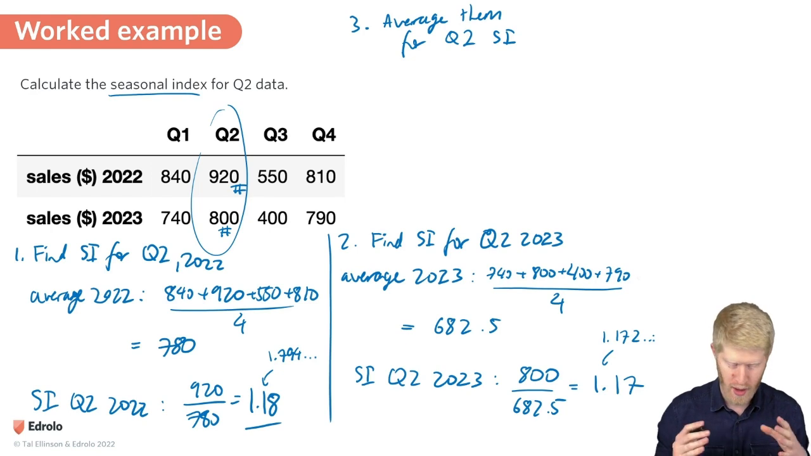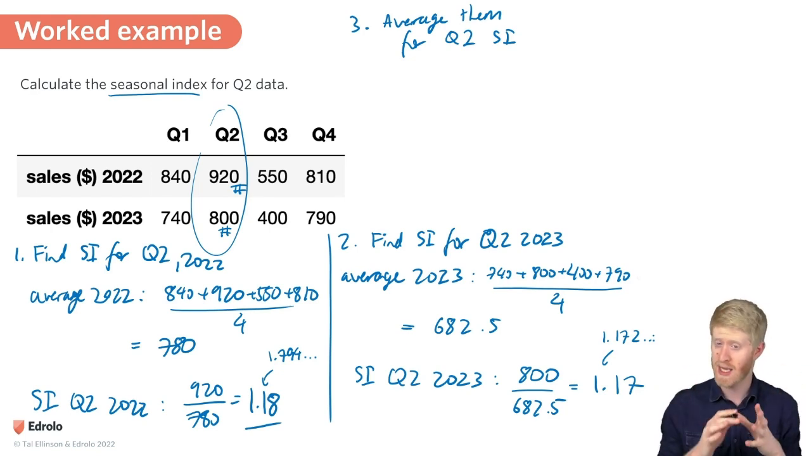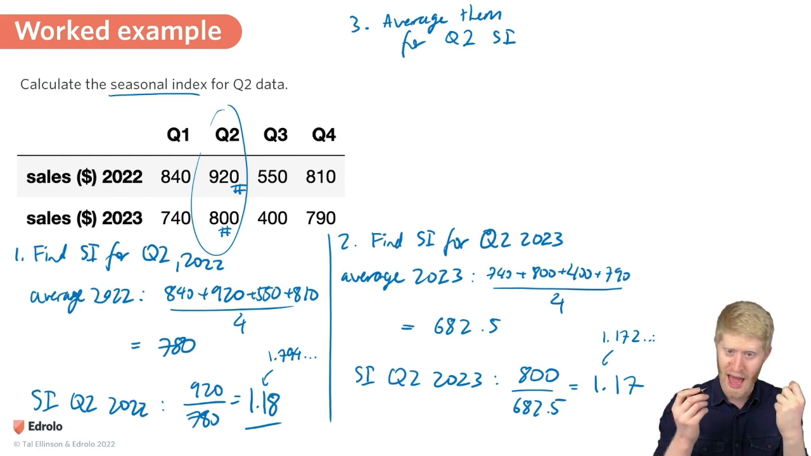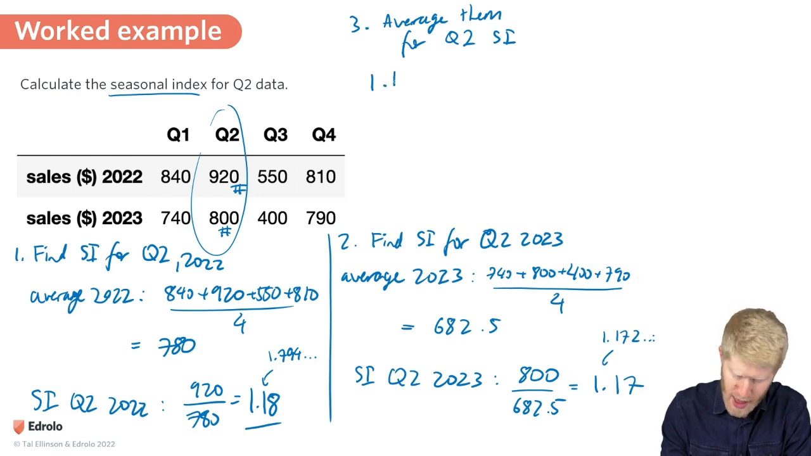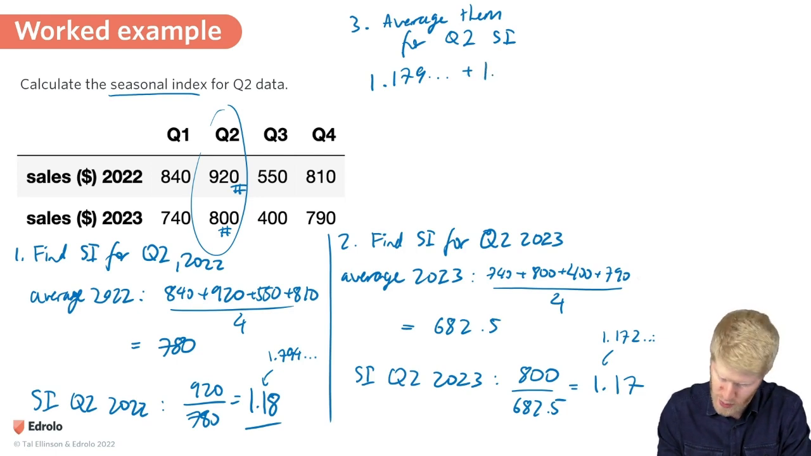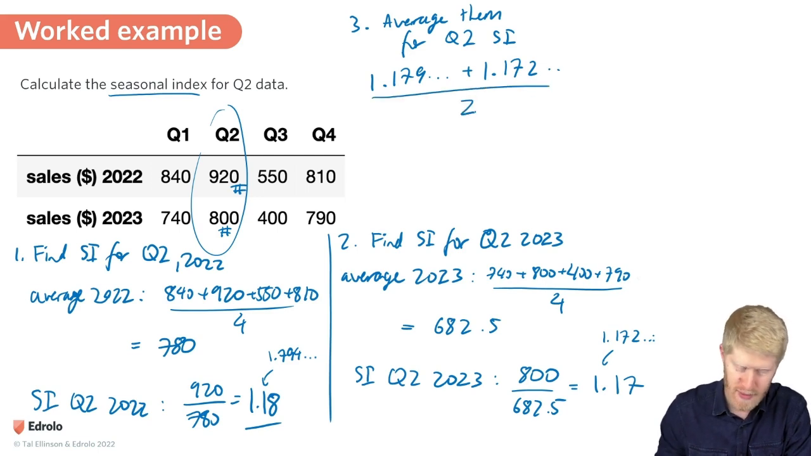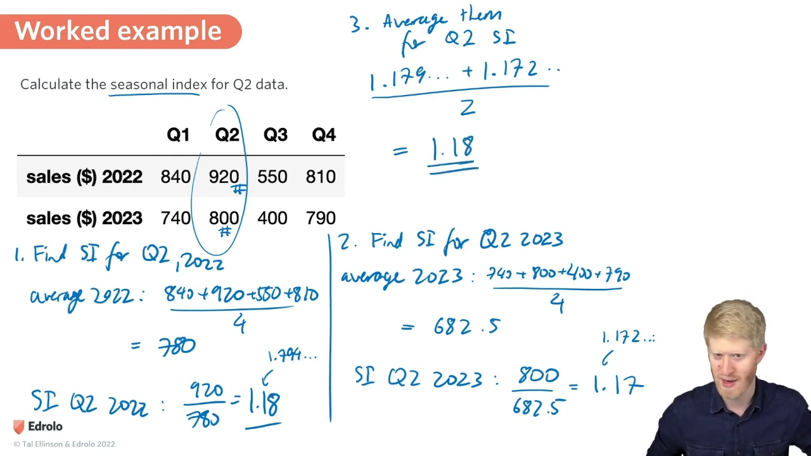The way we find the seasonal index for the second quarter across our whole data set is we average the ones that we have already. So we're going to take our 1.18 from 2022, but I want to make sure I use all the decimal places. There was a whole bunch: 1.179487. I'm going to use that entire number, and I'm going to do the same thing with the second one. It was 1.172161. I use all those numbers, and when I average those two together, I get 1.18 as my final answer. Boom. Seasonal index for the second quarter.